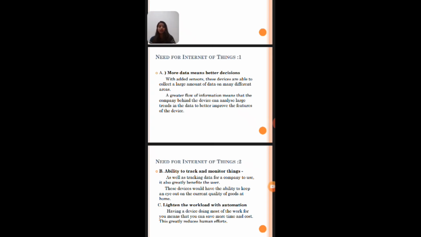By adding sensors to the devices, it would be more useful for gathering information. We can get more information by adding sensors.